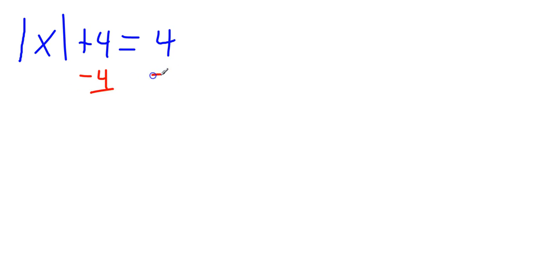Start over here. Let's do the absolute value of x plus 4 equals 4. So keep it kind of short. Okay, so we've got just the absolute value. So for this one, we've got to get rid of the plus 4. So we need to go minus 4 on both sides. Okay, so it's the absolute value of x equals 0.